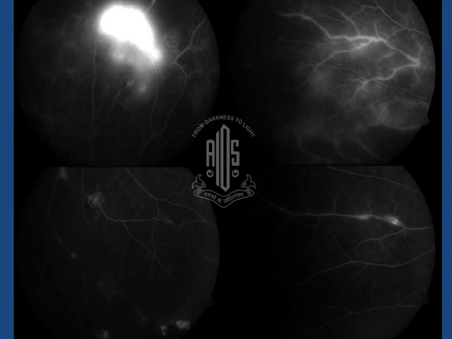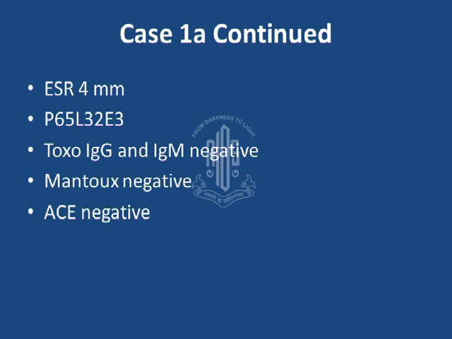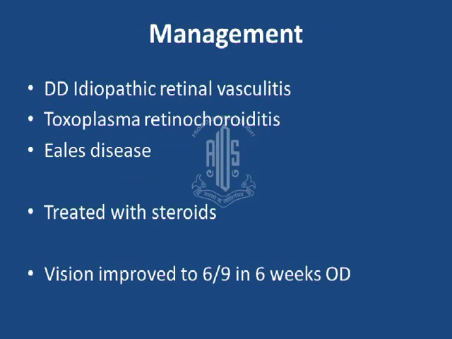This is the angiogram showing sheathing and leakage. Periphery also, bilateral vasculitis. Mantoux was negative, Toxo was negative, ESR was normal. So we were thinking about retinal vasculitis, toxoplasma, etc., and treated with steroids, vision improved.